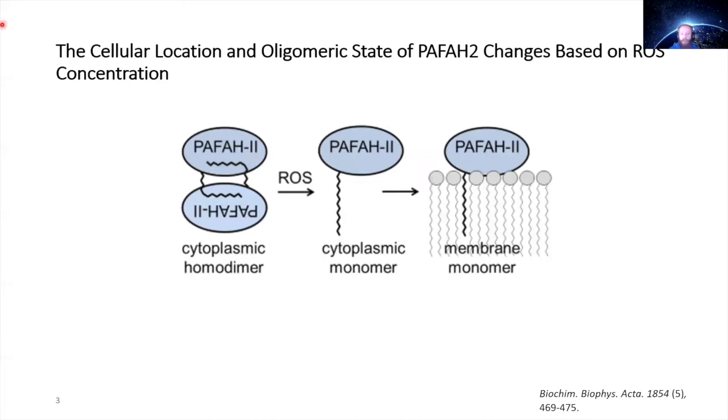Based on research from past Bahnson group members, a model of how PAFH2 is trafficked around the cell has been proposed. PAFH2 is believed to exist as a dimer under standard cellular conditions. When the cell is under oxidative stress, PAFH2 undergoes some post-translational modification and becomes a monomer that's capable of binding to a membrane. And as part of my project, I'm attempting to determine the specific residues and nature of the post-translational modification that are related to this dimer to monomer transition.